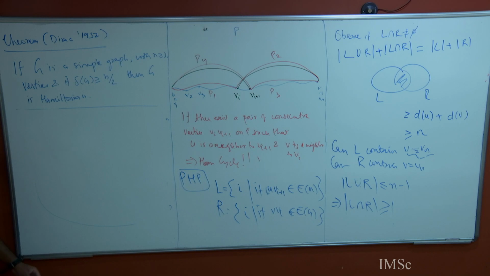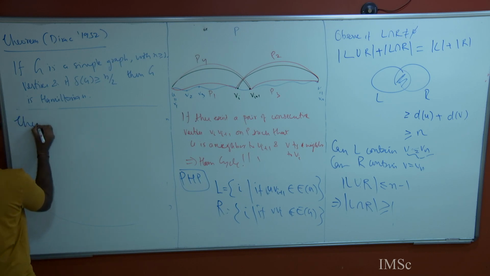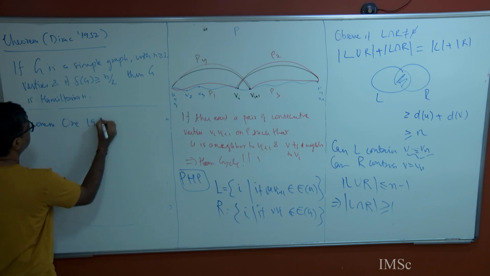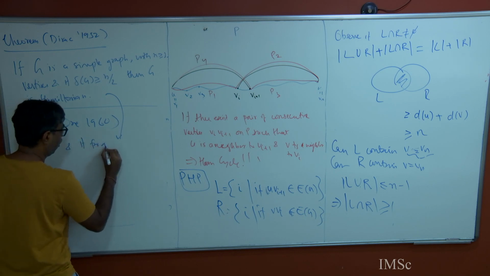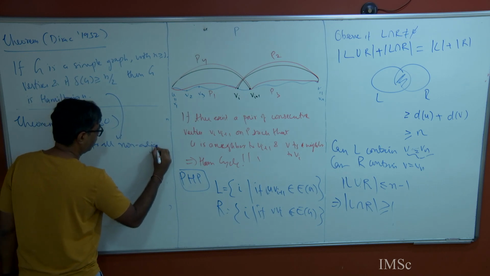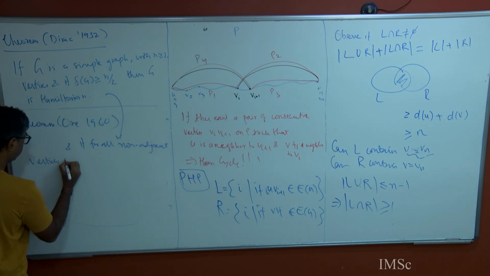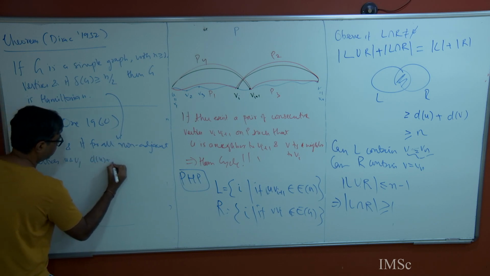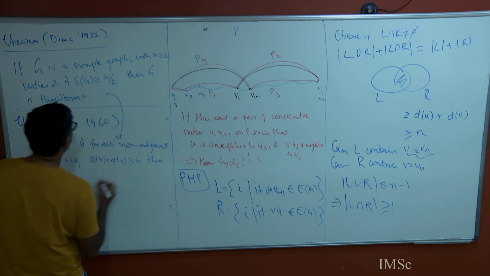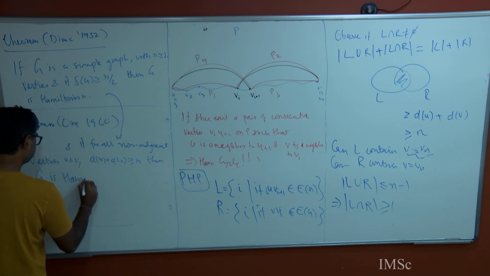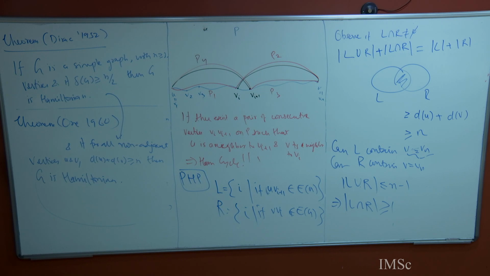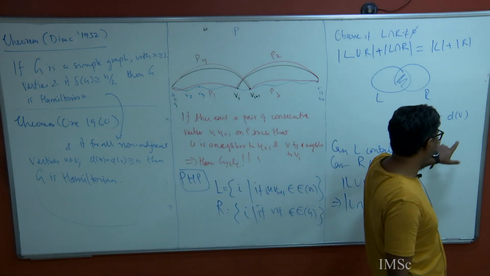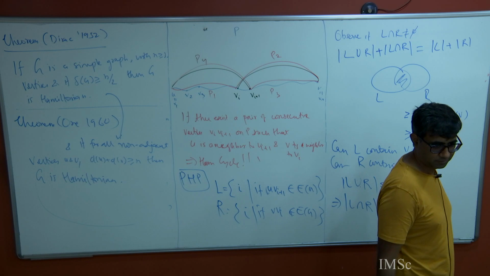What is called Ore's condition, or what Ore observed in 1960, is that if G is a simple graph, and for all non-adjacent vertices u and v, d(u) plus d(v) is at least n, then G is Hamiltonian. Is that fine? Because in the proof we never used it. You do the same thing. You just say, we know these are non-adjacent vertices, so d(u) plus d(v) is at least n, and then you are done. It's the same proof.